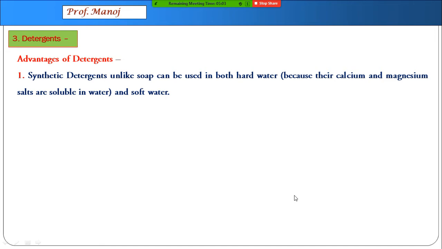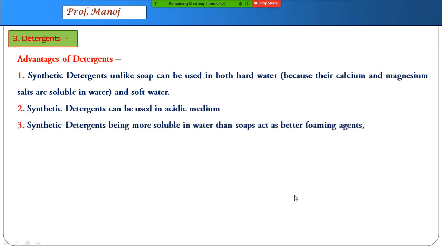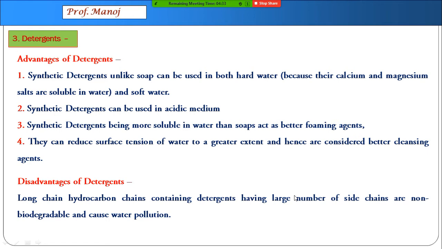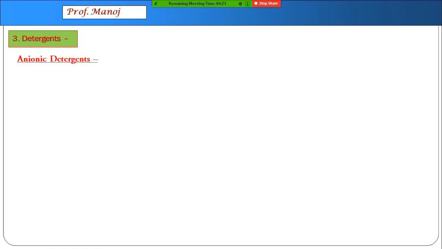So, detergents can be used in hard water, soft water, acidic water, any medium it can work. They are rather more soluble and they give you much more foam than even soaps. They can reduce surface tension of water to a better extent than soap. So they are actually, speaking, better cleansing agents than soaps. There are a few disadvantages. The major one is they are non-biodegradable since they are synthetic and they cause water pollution. Let us take one by one now the different types of detergents.